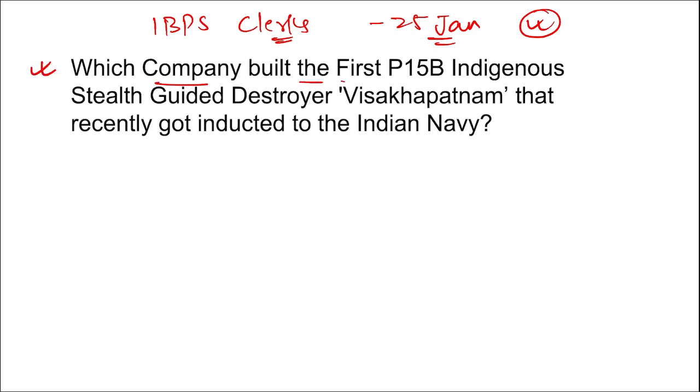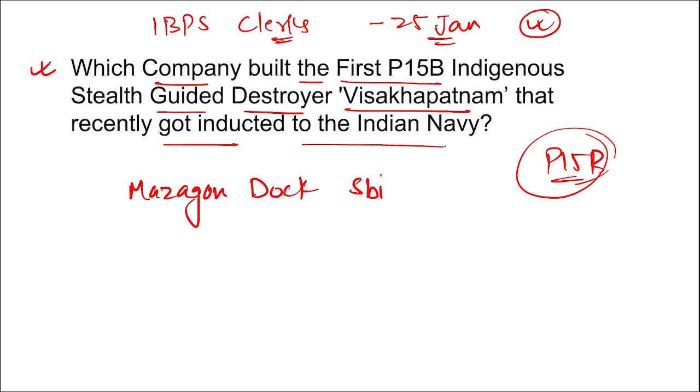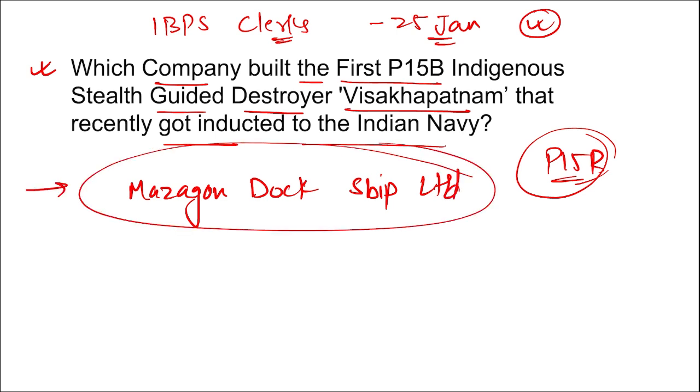Which company built the first Project 15B indigenous self-guided destroyer that was named Visakhapatnam that recently got inducted into the Indian Navy? The correct answer for this was Mazgaon Dock Shipbuilders Limited. Alright, I repeat, Mazgaon or Madgaon Dock Shipbuilders Limited was the company that built the first Project 15B indigenous stealth guided destroyer that was named Visakhapatnam and that recently got inducted into the Indian Navy. Highly important, mark this.